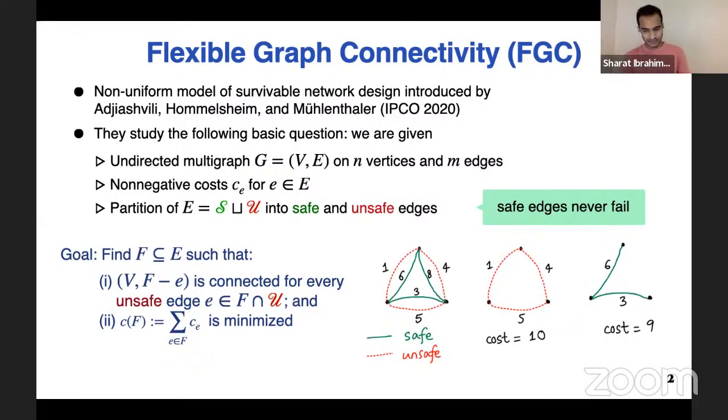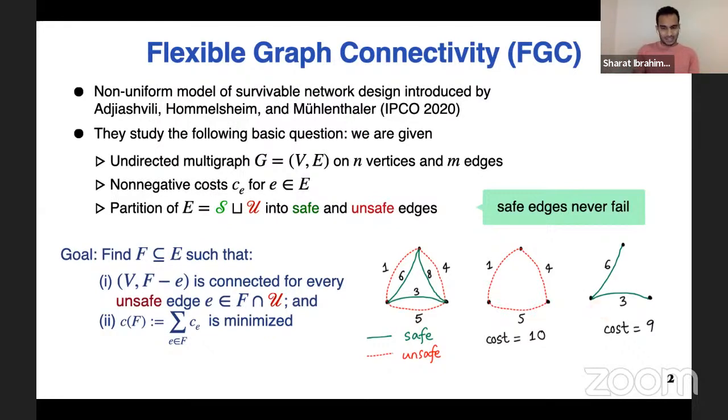In this figure, I've shown an instance of FGC. I use solid green edges to denote safe edges, dashed red edges to denote unsafe edges, and I've mentioned the cost on the edges. One possible solution is to pick these 3 unsafe edges. Observe that no matter which unsafe edge fails, we still have connectivity in the graph. We could also have chosen these 2 safe edges, and that's also a feasible solution. There are many other feasible solutions for this problem.